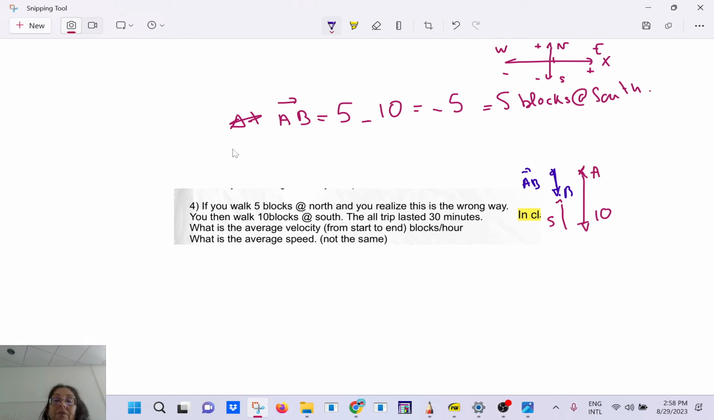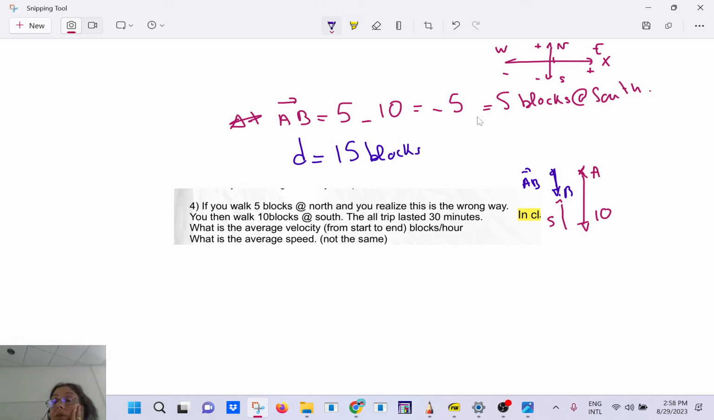So let's do the weird things now. Oh, by the way, what's the distance? 15. Distance has to do with how tired you are. You are very tired. 15 blocks, New York City, Upper West Side, big blocks. What? Distance negative? Okay, so it depends. It's a good question.